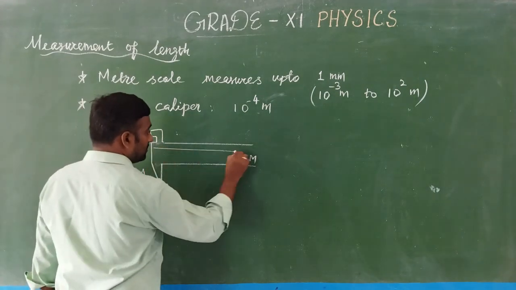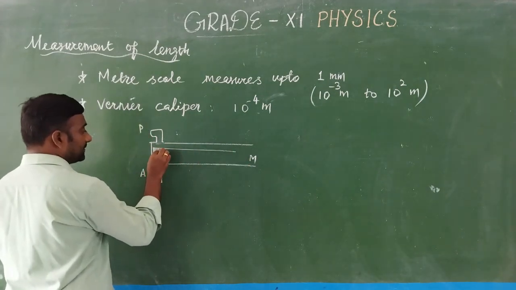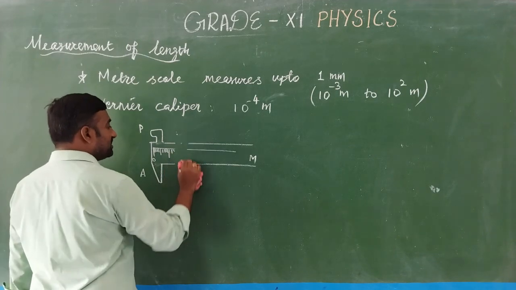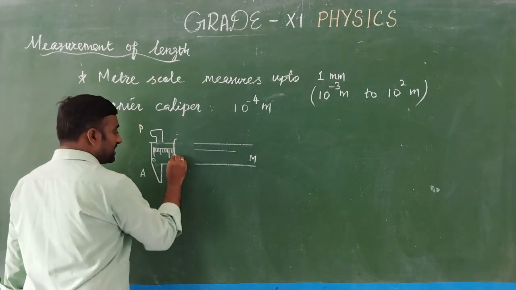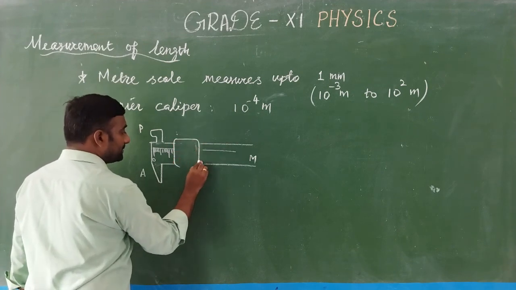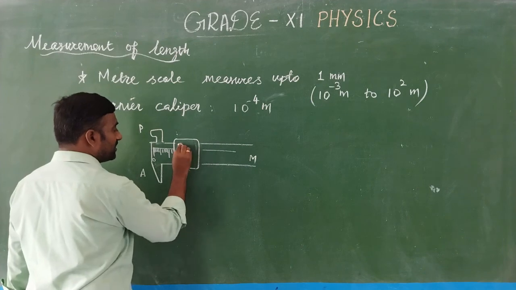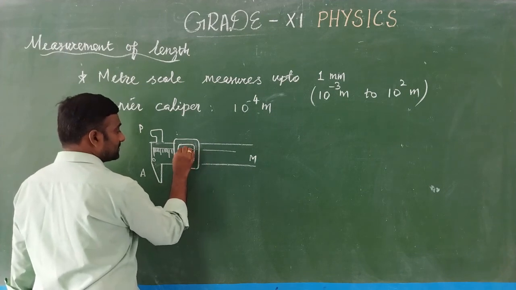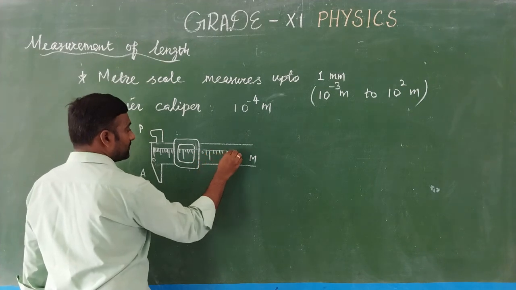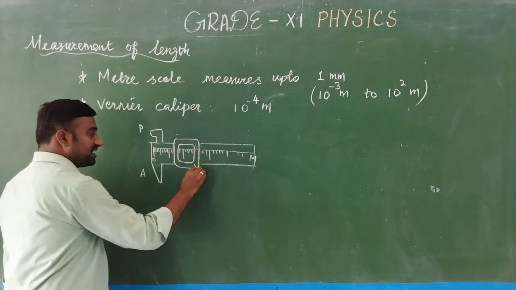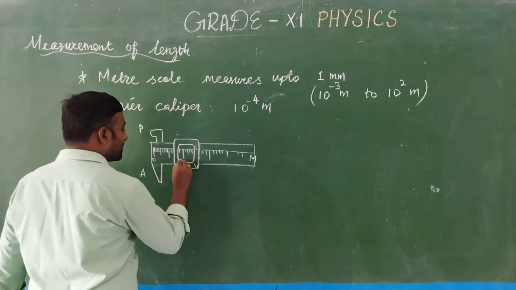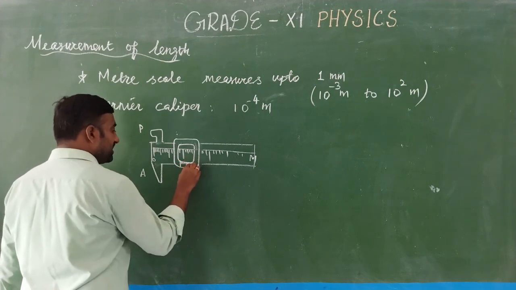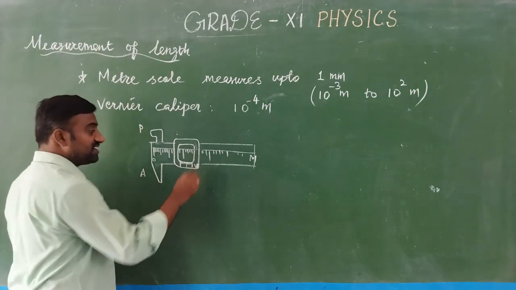On the main scale there are markings. On this main scale, a slide is moving. That is called the vernier slide, which can move over the main scale. This is the vernier scale, V. The vernier scale also has markings, 10 divisions, starting from 0, 1, 2, 3, 4, 5, 6, 7, 8, 9, 10. So totally, 10 divisions are there in the vernier scale.